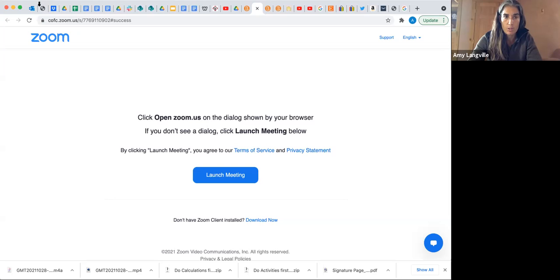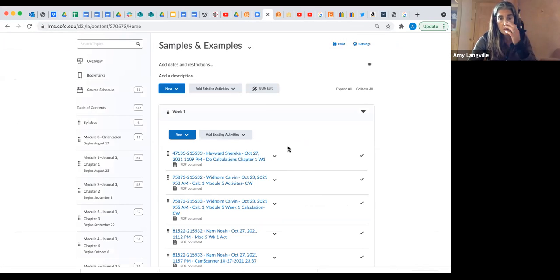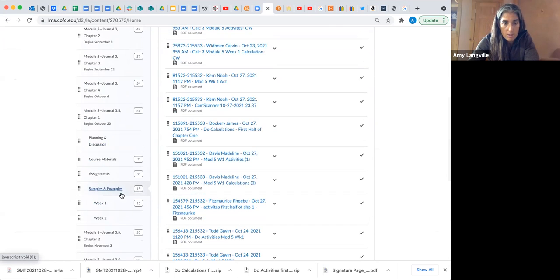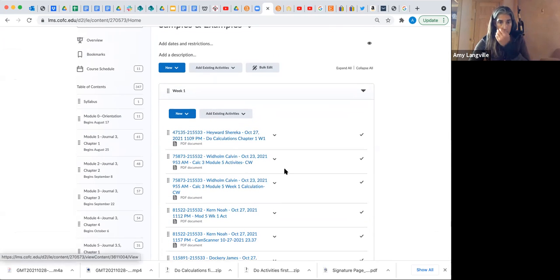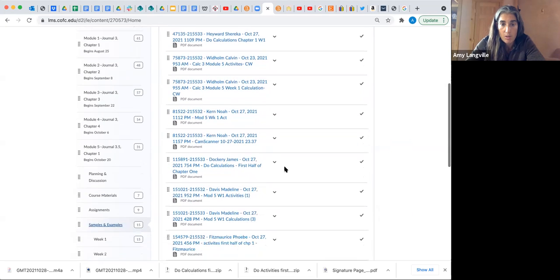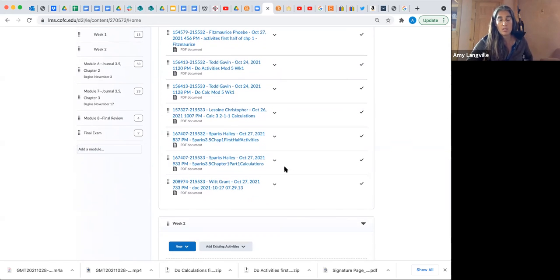This week you had the first half of the chapter in the new book, 3.5. We want to take a look at, and share the screen for, your samples and examples, the usual place here: Module 5, samples and examples, week 1. You'll see some common names: Sharika, Calvin, Noah, James, Madeline, Phoebe, Gavin, Chris, Haley, and Grant.